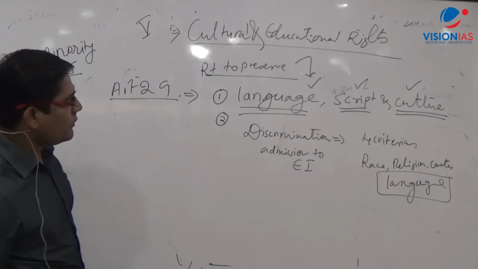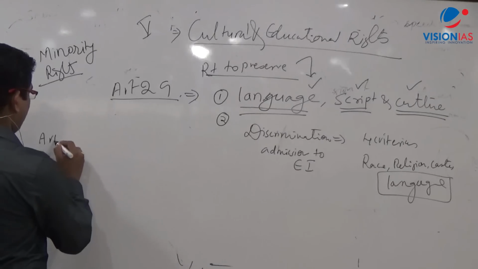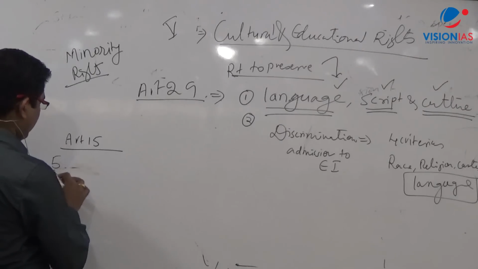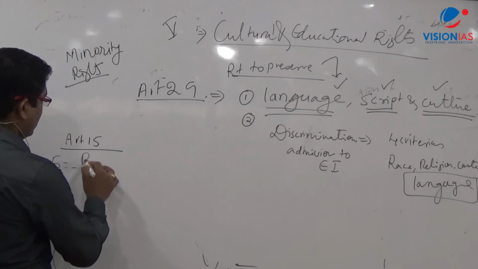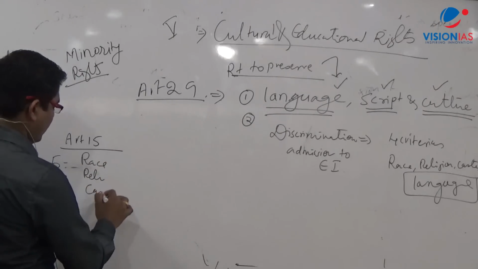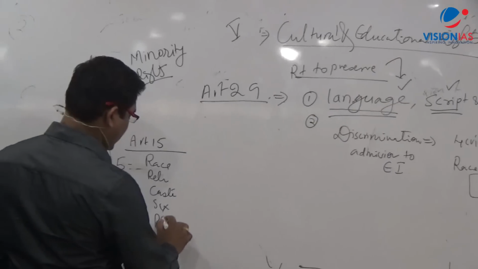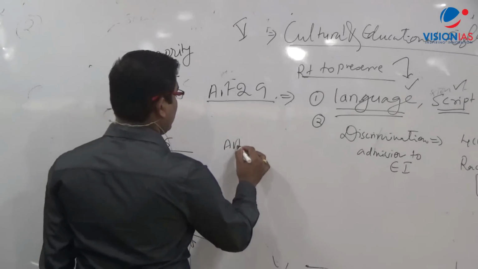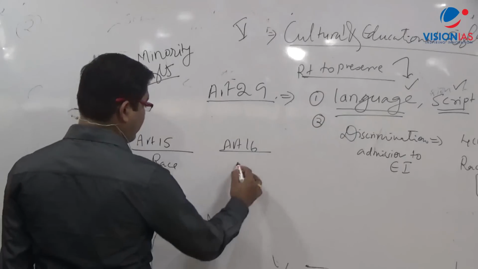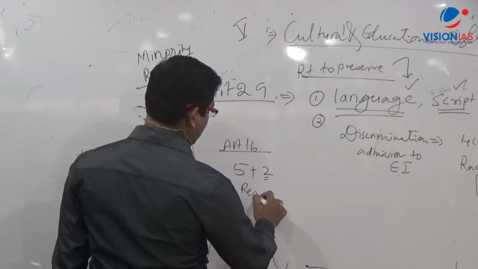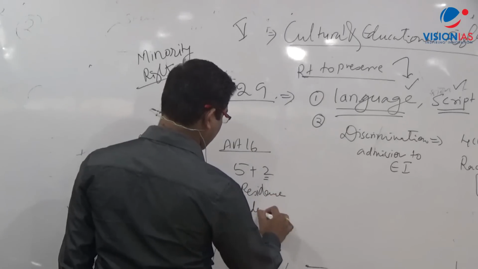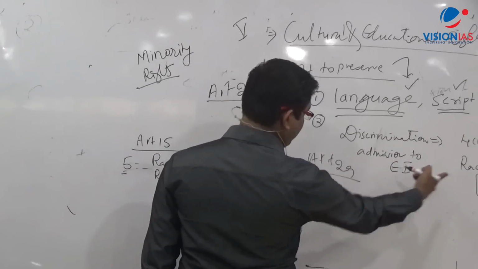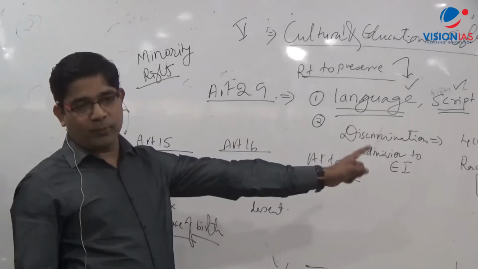Let me see what the different bases for discrimination are. Which discrimination was in Article 15? How many bases? Not 6, it is 5. It becomes 6 also if we show any other. Which 5? Race, religion, caste, sex and place of birth. Which discrimination is in Article 16? Yes, this is 5 plus 2. Which 2? Residence and descent. Which discrimination is in Article 29? This has 4. There is no sex and no place of birth.